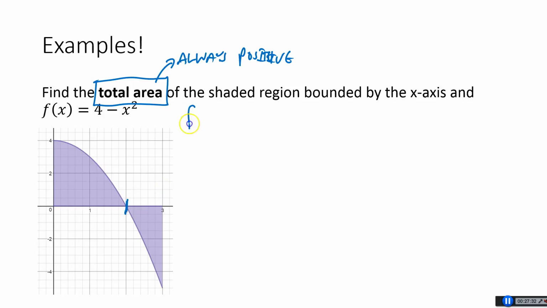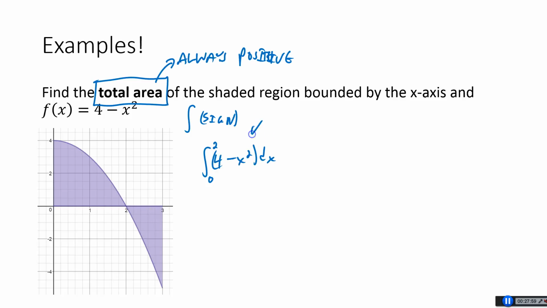If they ask for an integral, that has sign, S-I-G-N. So integral has sign. It'd be area above minus area below. Area altogether, you have to figure out which parts are above, which parts are below, and then add them together. So for this guy, we're going to have to integrate from 0 to 2 of 4 minus x squared dx. And then we'll deal with the bottom part in a second.